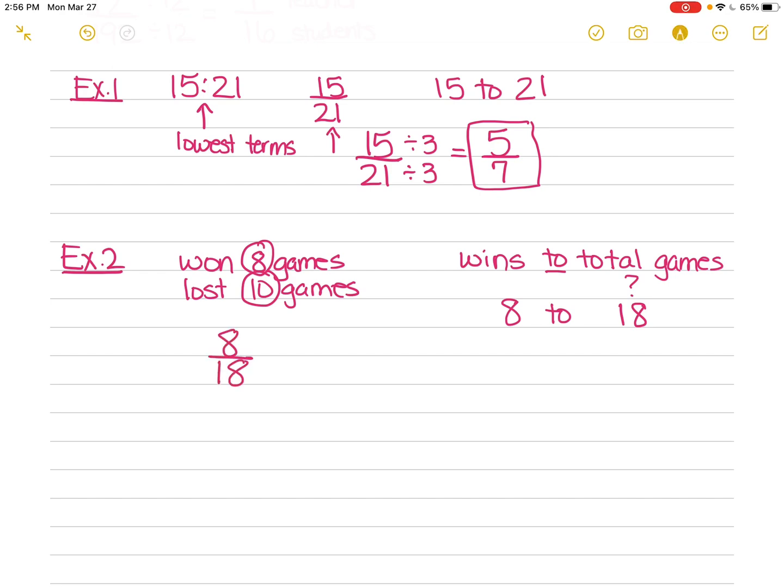which would be like that. And it also might say in lowest terms. So I'm going to go ahead and put these in lowest terms. I'm going to divide by 2, and I get 4/9. So that means for every 4 games they won, there were 9 games total. Okay, so that's how you do your ratios and proportions.